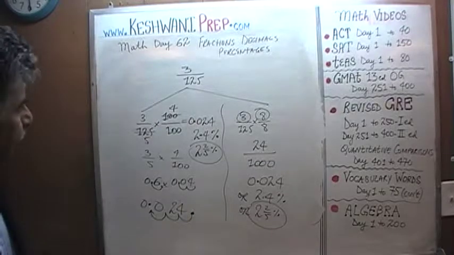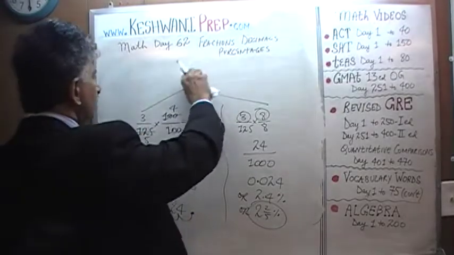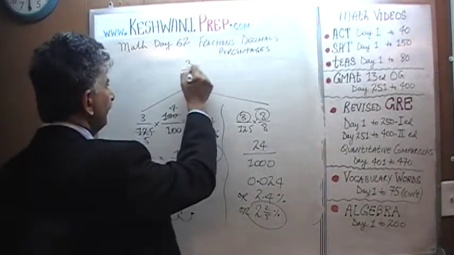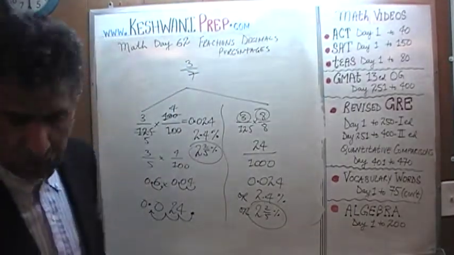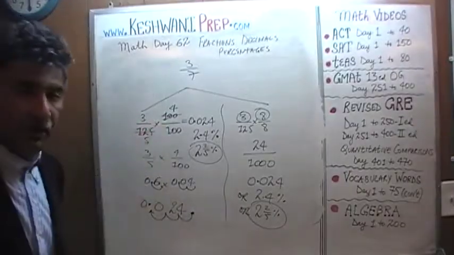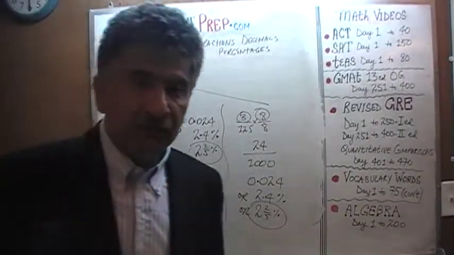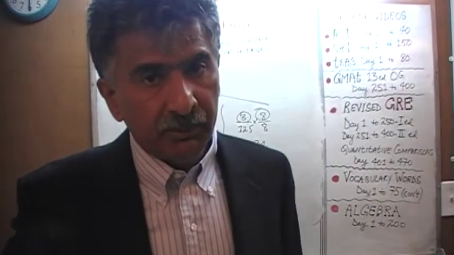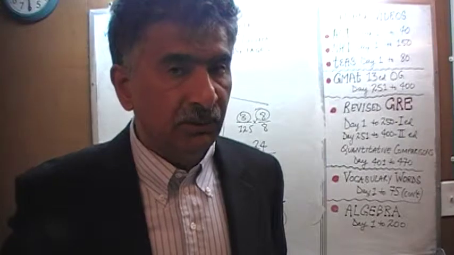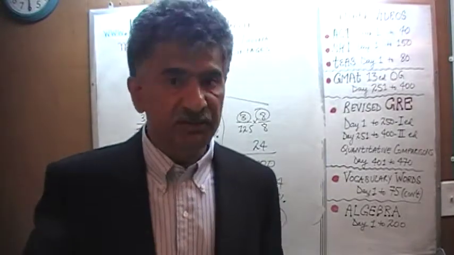Let's do the next one. Convert 3/7 into decimals and percentage. Again, our job, as always, is to make the bottom part, the denominator, into 100 or something as close to 100 as possible, as quickly as possible, as efficiently as possible.